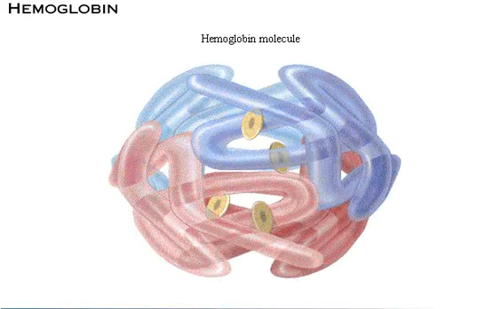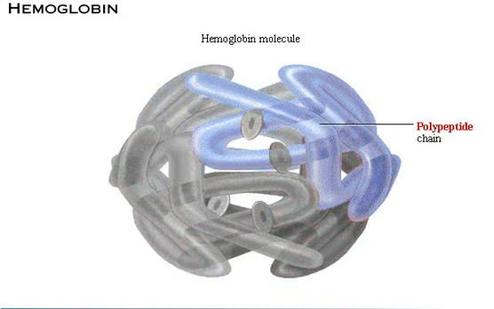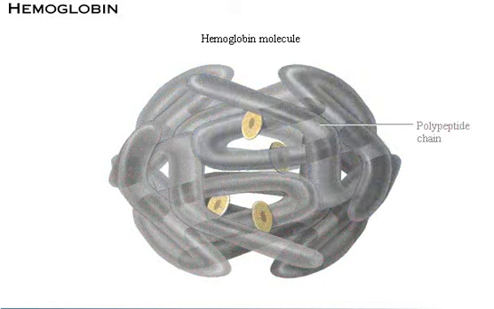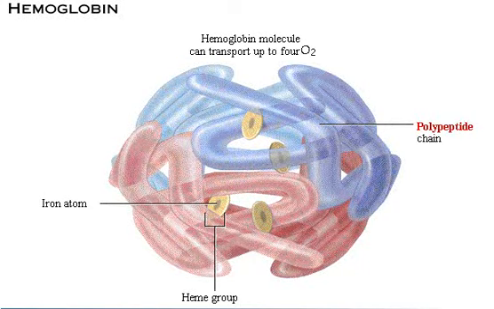Within each red blood cell, there are approximately 250 million hemoglobin molecules. Each hemoglobin molecule consists of a globin portion composed of 4 polypeptide chains. It also consists of 4 iron-containing pigments called heme groups. Each hemoglobin molecule can transport up to 4 oxygen molecules because each iron atom can bind 1 oxygen molecule.